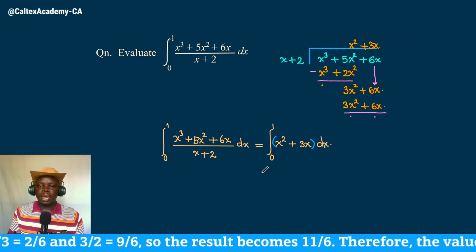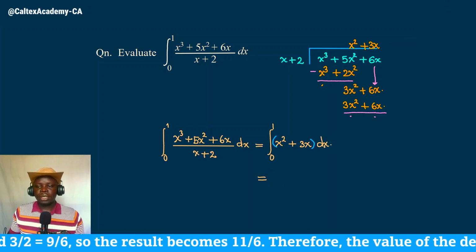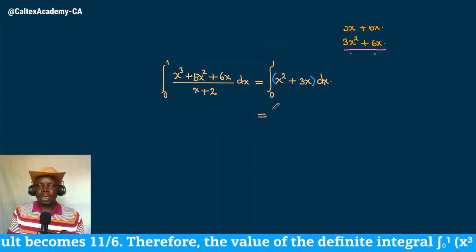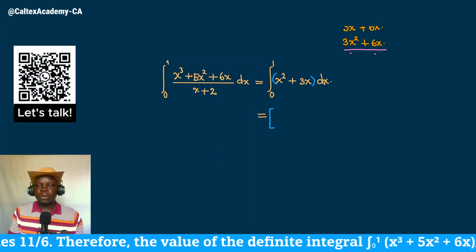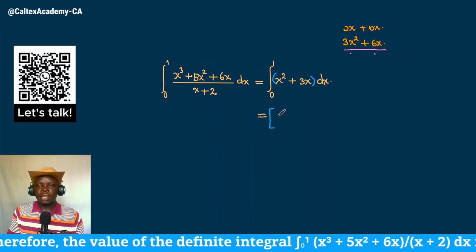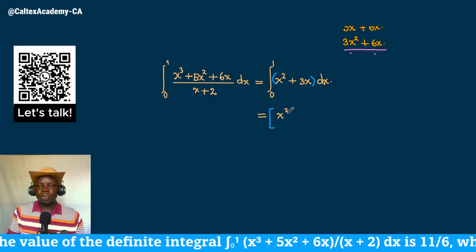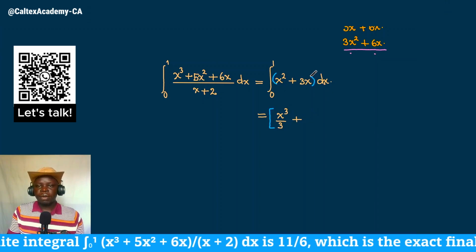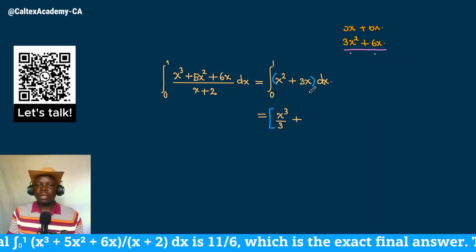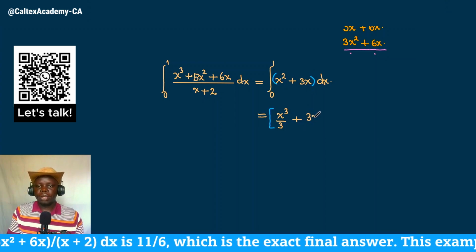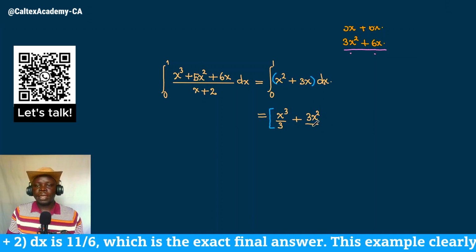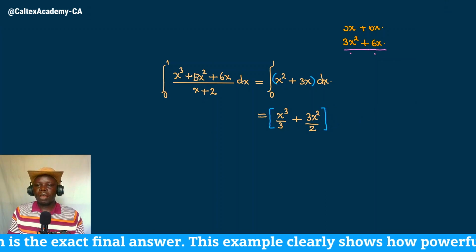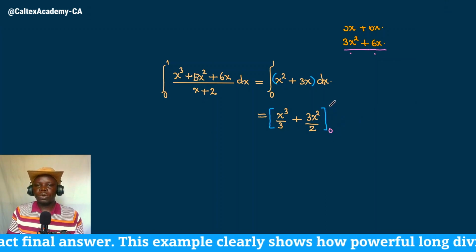Now we can carry on with our integration. When integrating the first term, we raise the power by 1 and divide by our new power. Since it is a definite integral, it's good to give it in a bracket. Therefore, we have x cubed divided by our new power 3, plus, we do the same thing here, raising this power by 1 from 1 to 2, so we have 3x squared, and we divide this by our new power 2. Then we close up this bracket, and we have the range from 0 up to 1.